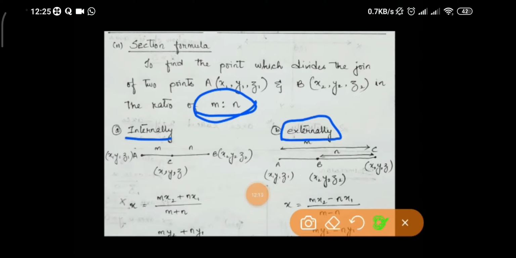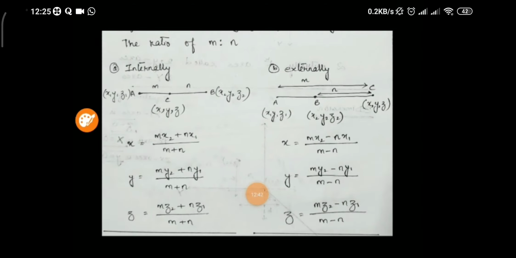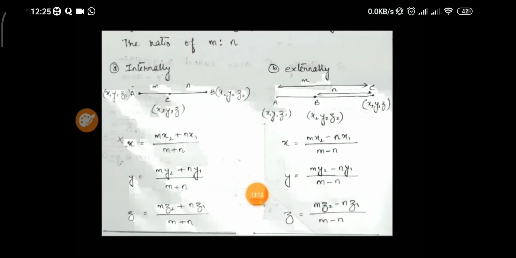Here you can clearly understand that this point is dividing the line, but in external it is a little difficult to understand. Let's go one by one. Previously in class 10 section formula you did internal only. So what did you do? m into x2 plus n into x1 divided by m plus n. That is how you find it. You can see clearly all the formulas from class 10, only we extend it for z.